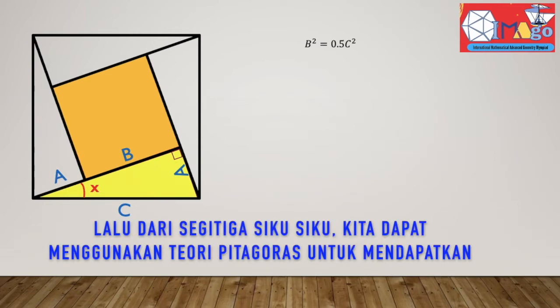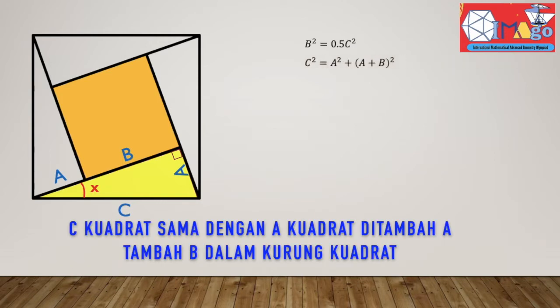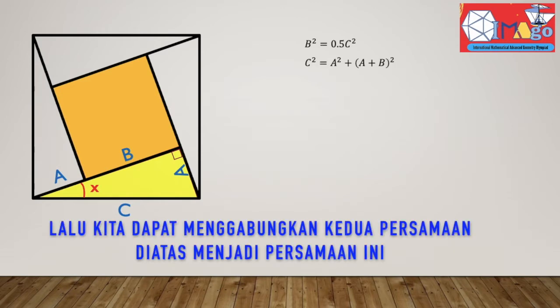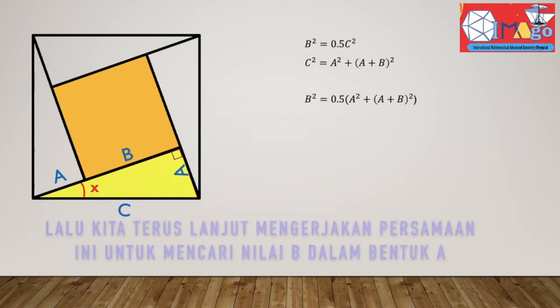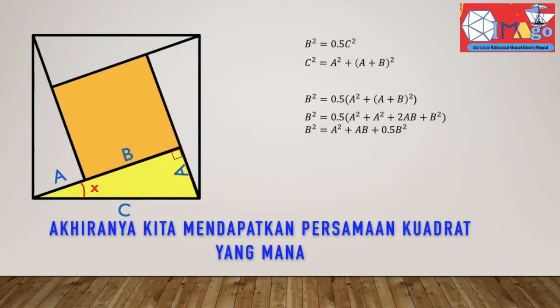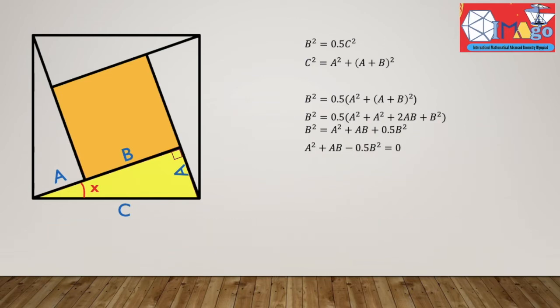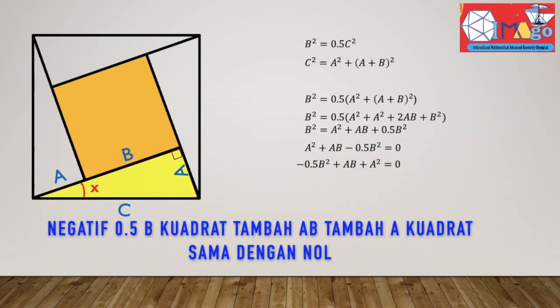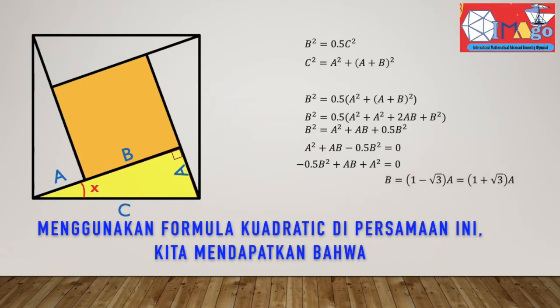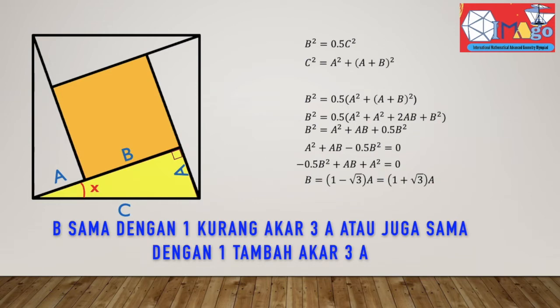Then, from the right angle triangle, we can use the Pythagorean theorem to find that C squared is equal to A squared plus (A plus B) squared. And then, we can combine the two into this equation. After that, we continue to work out this equation in order to find what B is in terms of A. Finally, we got a quadratic equation where negative 0.5 B squared plus AB plus A squared is equal to 0. Using the quadratic formula in this equation, we finally got that B is equal to (1 minus root 3)A or (1 plus root 3)A.